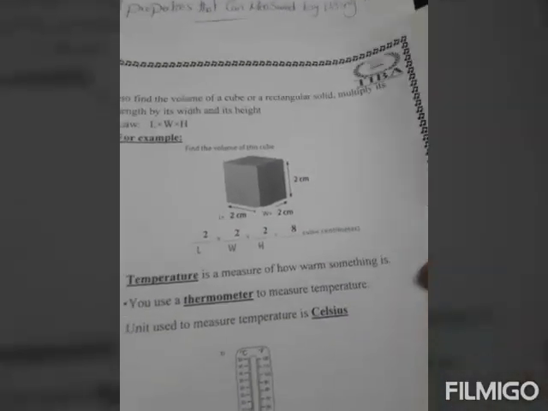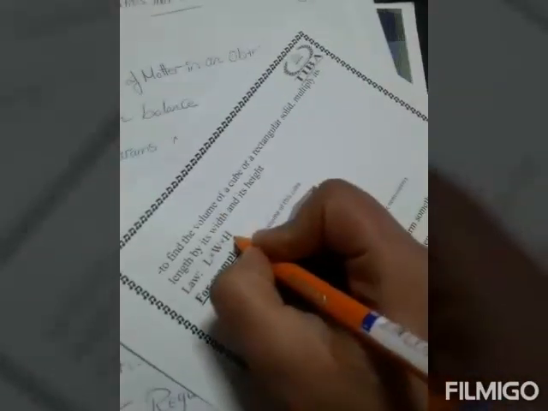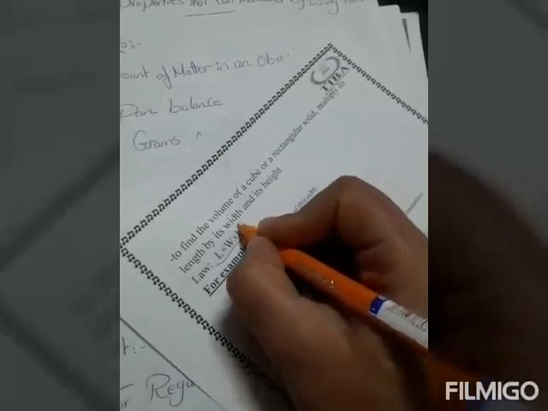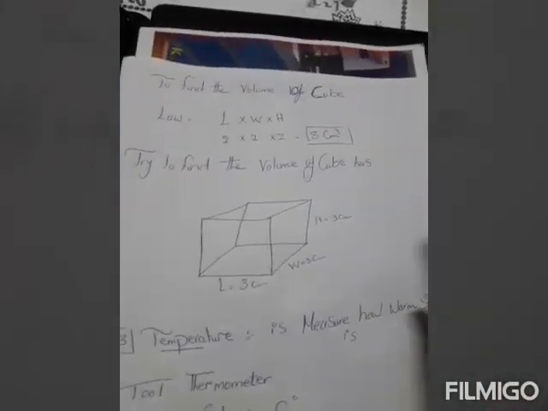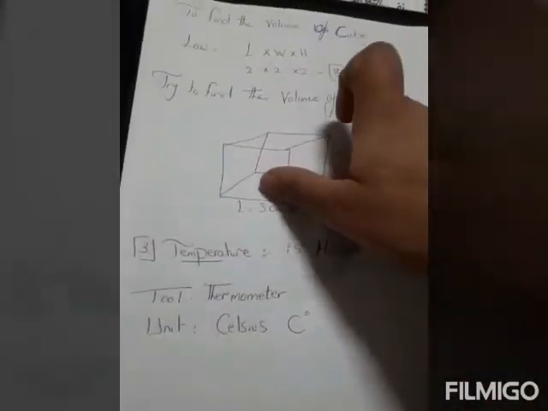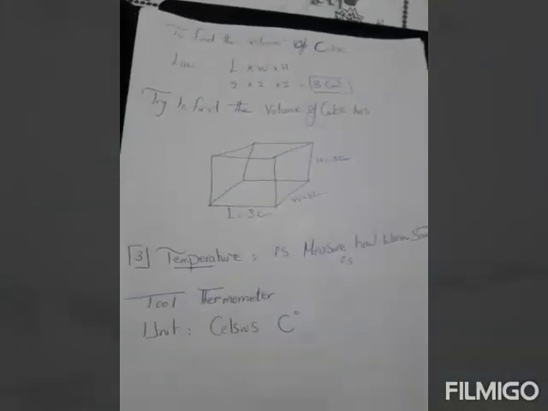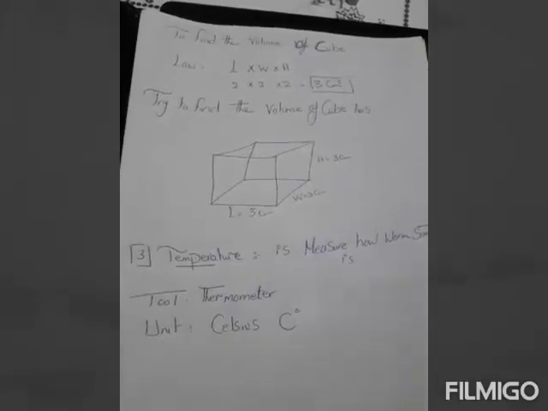Then we apply the law for finding the volume of solids or cubes, which is length times width times height. Like this. So to find the volume of a cube, we use the law length times width times height. We have length 2, width 2, and height 2, and 2 times 2 times 2 will be 8.